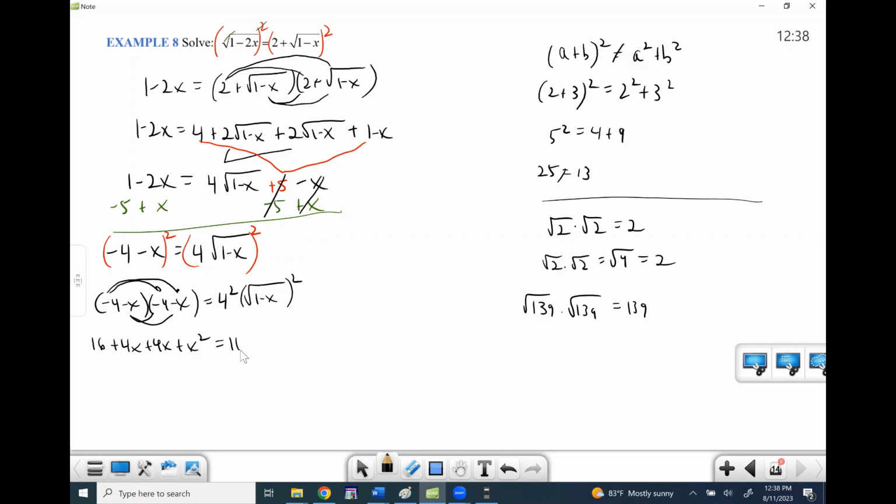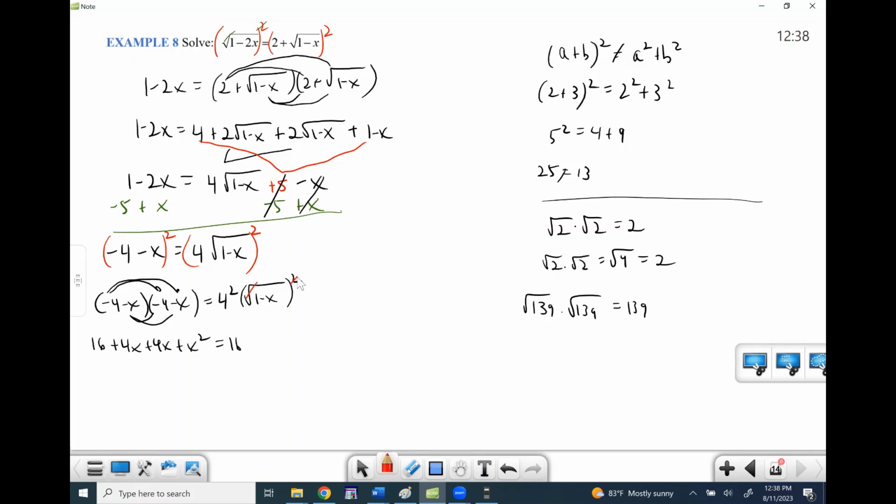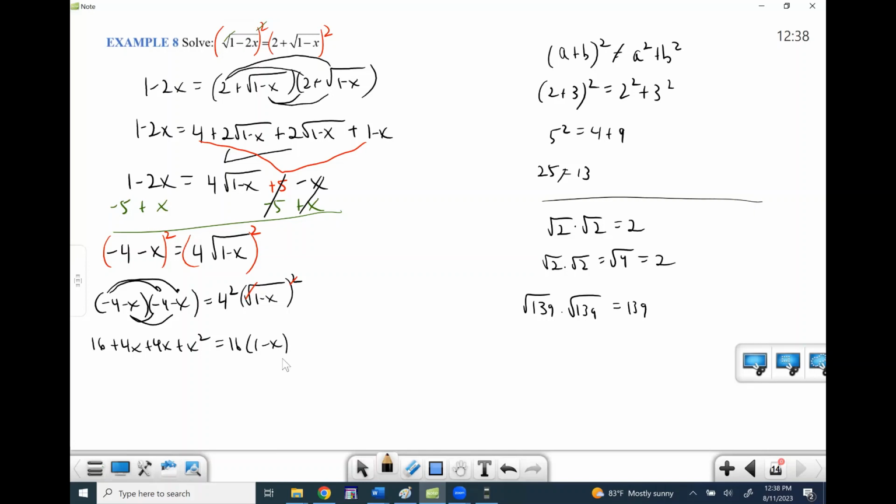Four squared is 16. And anytime you square the square root, they will cancel each other out and just leave you the stuff underneath. That's multiplication. There's no symbol, you guys, so that means we're multiplying. All right, let's put this in highest exponent to lowest, descending order, in standard form. So x squared first. 4x plus 4x is 8x, and then 16. And then we'll distribute the 16 over here.